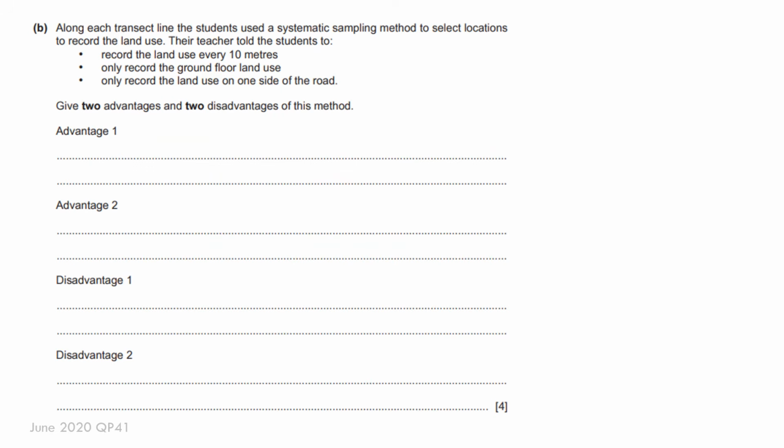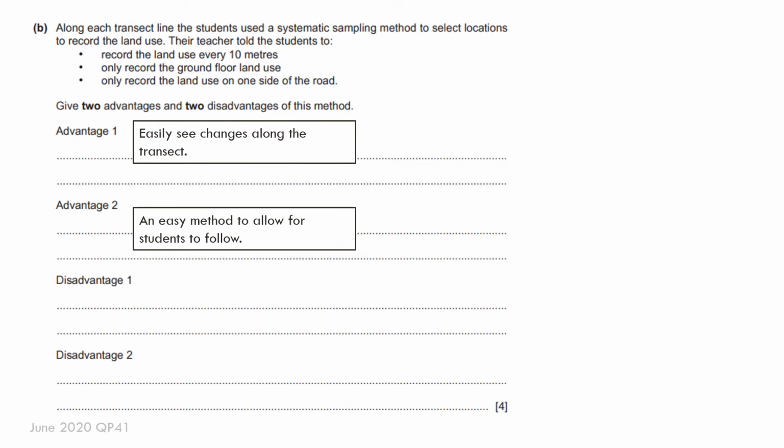So again, it might ask you to do advantages and disadvantages of particular sampling methods, to record the land use here. So this one, they've done systematic sampling because it's each particular site. And so these are the things to consider. Why that's particularly useful, because you can easily see changes along the transect if you're doing it every 100 meters. And it's an easy method for all students to follow.